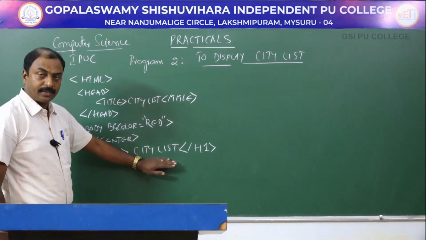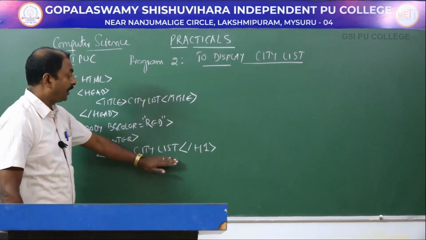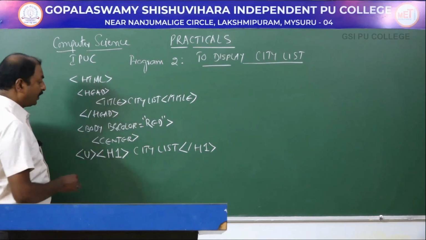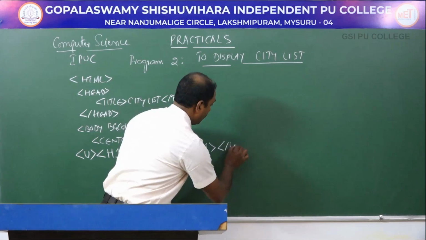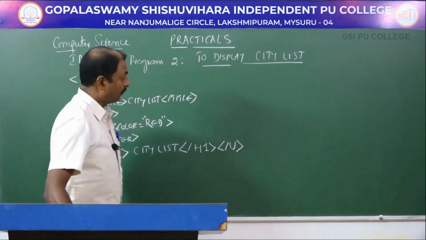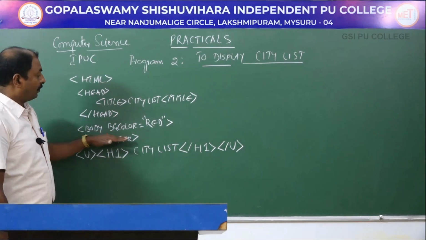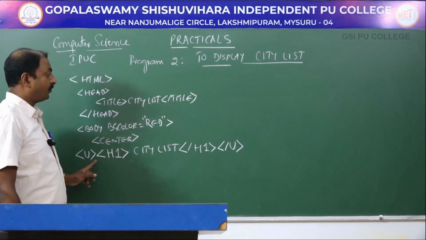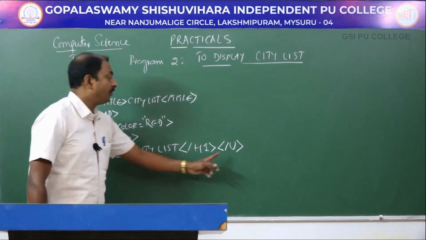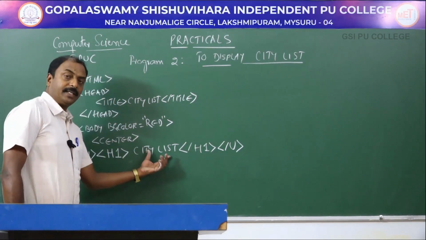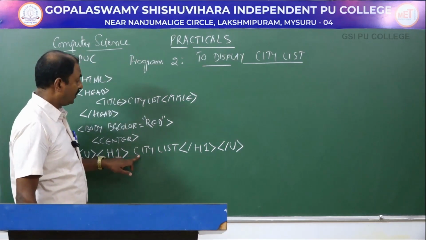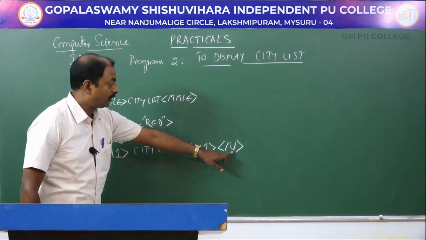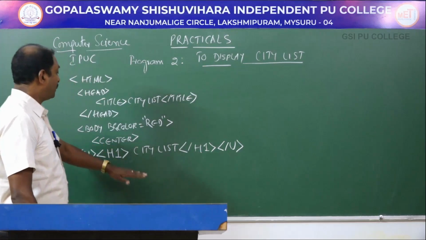Because this is a heading, if I want to make it underlined, I can make use of U, which stands for the underline tag. I have to close it with /U. So what is the meaning of this? All the content from here onwards will appear at the center of the web browser window. The first one is U. U stands for underline. Anything written inside this will appear as underlined text. So in this example, H1 stands for heading. City list appears as a heading, and we have used the underline tag here. So this is city list.